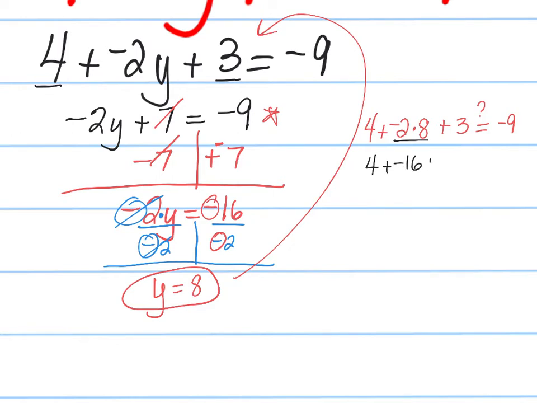Negative 16 plus 3. Now I can add 4 and 3, is 7. What's 7 plus negative 16? Is that what I wanted? Hello? That's what I wanted.